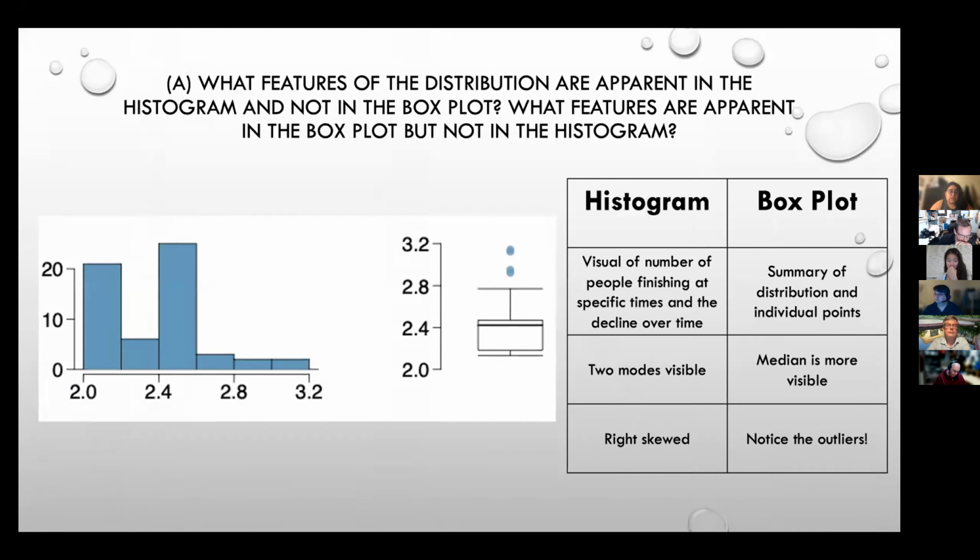For the first question, it asked what features of the distribution are apparent in the histogram and not in the box plot, and vice versa. Basically, within the histogram, you see the visual number of people finishing at specific times and the decline over time. There are 2 modes visible, one for the male and one for females, and it's right skewed. For the box plot, you basically just see a summarization of the distribution and the individual points. You can see the mean, and you notice the outliers as well.